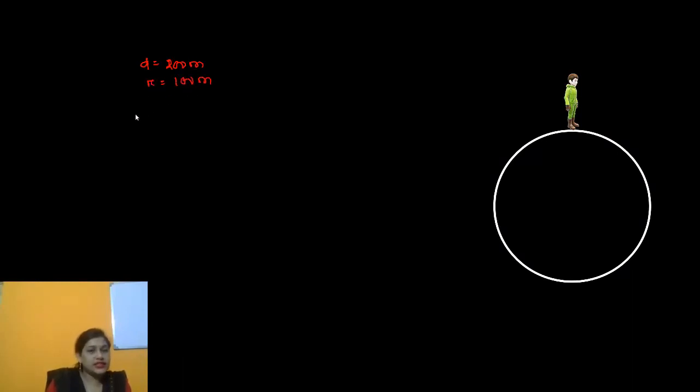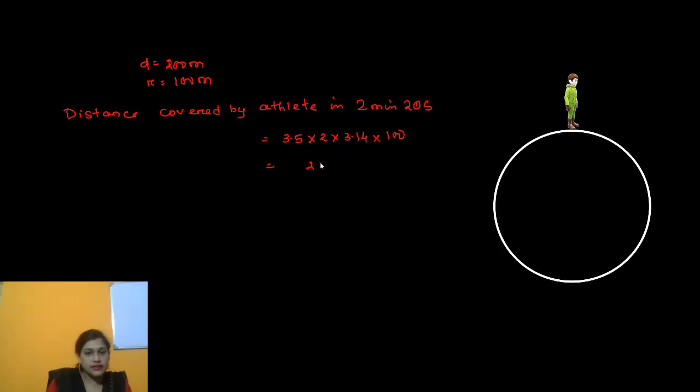Now you can find out the distance. So the distance covered by the athlete in 2 minutes 20 seconds is given by 3.5 into 2 into 3.14 into r, which is 100. By calculating this value, we will get 2200 meter, or otherwise it is 2.2 kilometer. This is our final answer. This is the answer of the distance covered by the athlete.